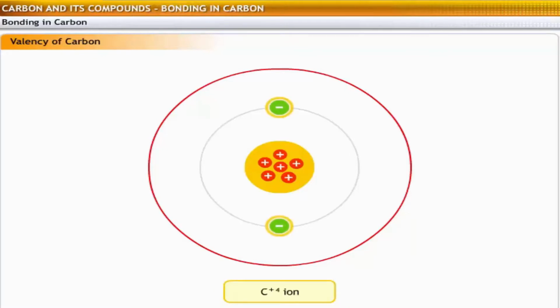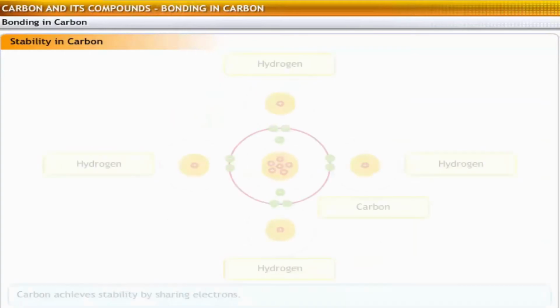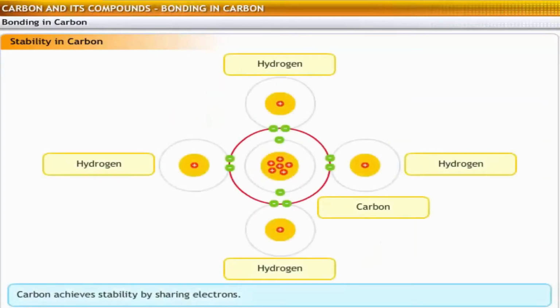It would require a great deal of energy to remove 4 electrons, leaving the cation with 6 protons in the nucleus and holding only 2 electrons. This makes either of these possibilities difficult. Carbon overcomes this difficulty by sharing its electrons with other atoms of carbon or with atoms of other elements.